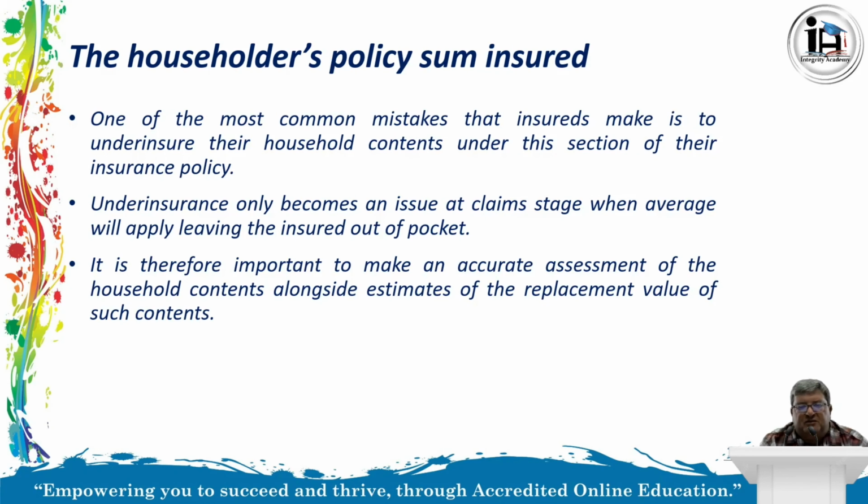So, the householder's policy sum insured. One of the most common mistakes that insureds make is to underinsure their household contents under this section of their insurance policy. Underinsurance only becomes an issue at claim stage when average will apply, leaving the insured out of pocket. It is therefore important to make an accurate assessment of the household contents alongside estimates of the replacement value of such contents.